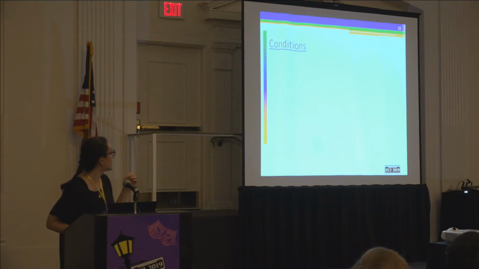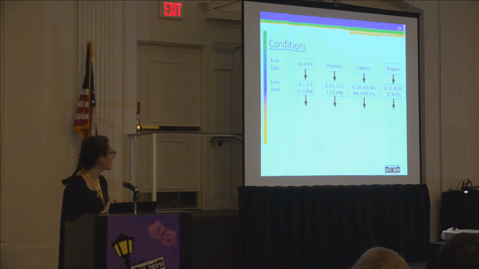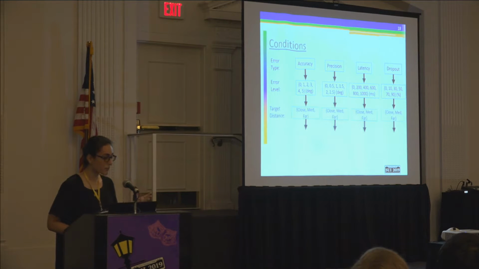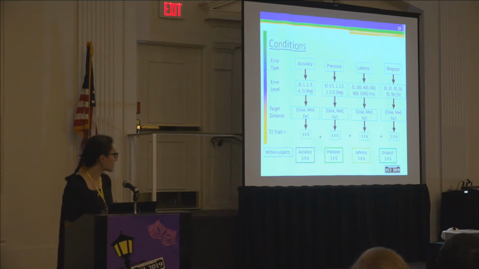To tell you about our conditions, I'm just going to briefly go over all of our independent variables. We had 4 different error types. For each error type, we tested 6 discrete error levels. And again, for each error type, we tested 3 different target distances, which results in 72 trials total, or basically 4 condition blocks, each consisting of 18 trials. For all of our participants, we randomized the 4 blocks and also randomized the 18 trials within them. And it was a within-subject study.